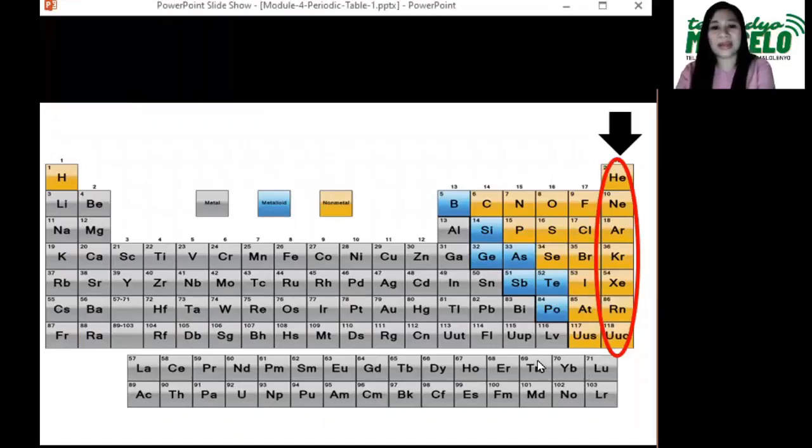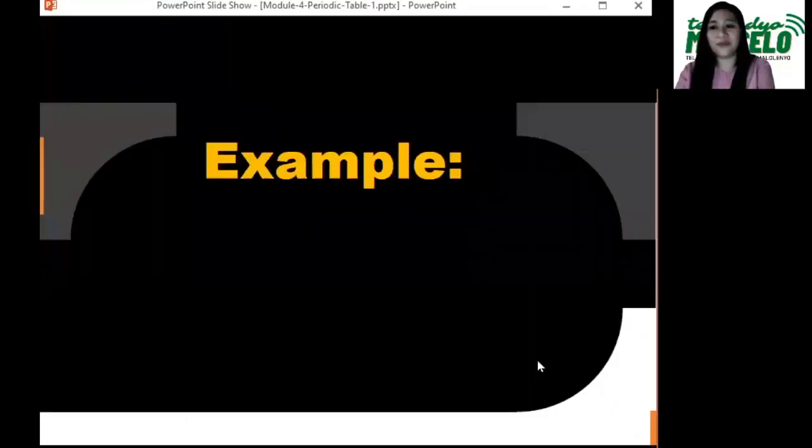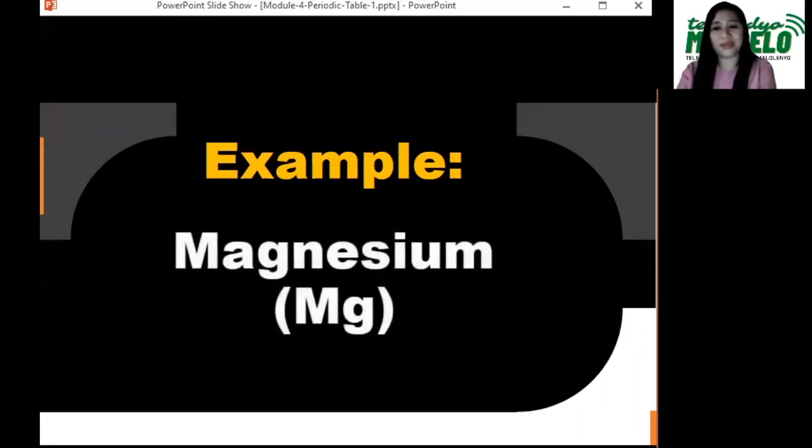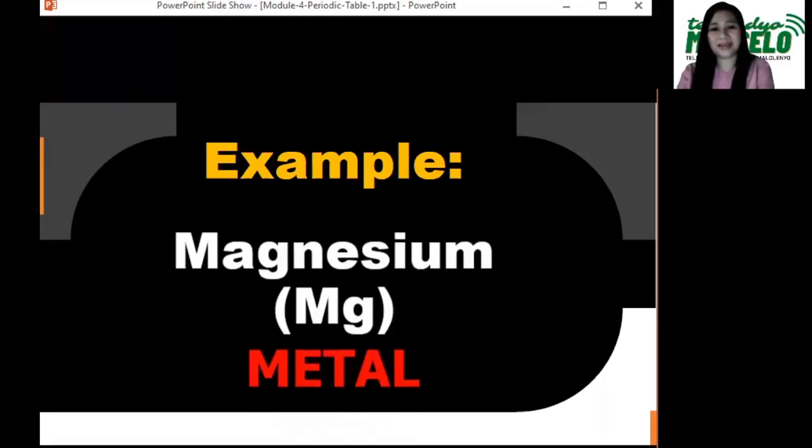To test how well you understand the topic, let us have some examples. All you have to do is to classify the elements as metal, nonmetal, metalloid, or inert or noble gas. Are you ready? Let's start. First element is magnesium. Is it metal, nonmetal, metalloid, or inert or noble gas? Very good. Magnesium is a metal.